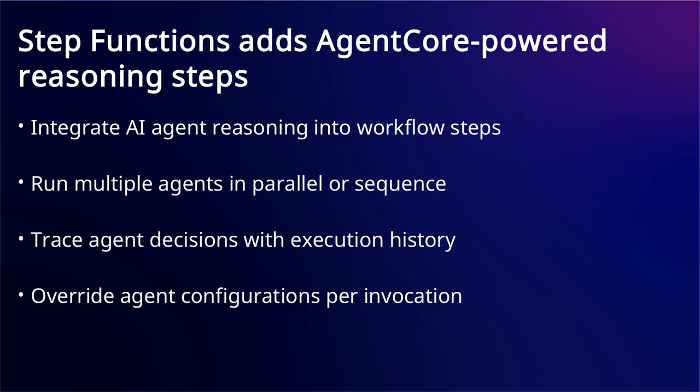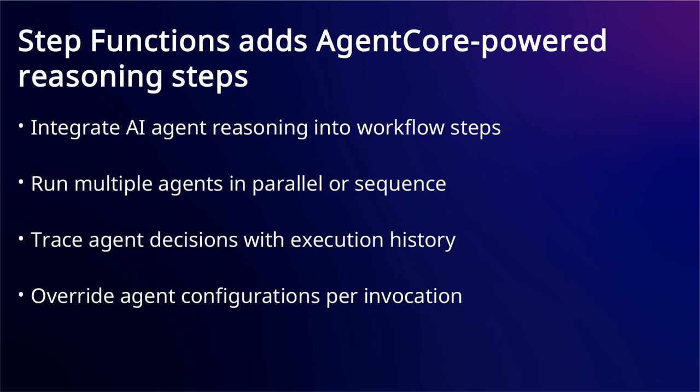You can run multiple agents in parallel or sequence at different decision points, enabling complex multi-agent workflows with human approval gates before critical actions. You can trace agent decisions with execution history that shows input, output, token usage, and duration with links to CloudWatch for auditing. You can override agent configurations per invocation including model, system prompt, and tools, allowing you to adapt agents to each workflow context without duplicating configurations.